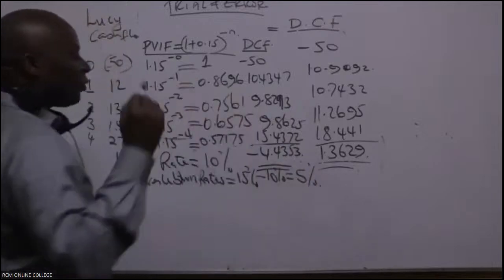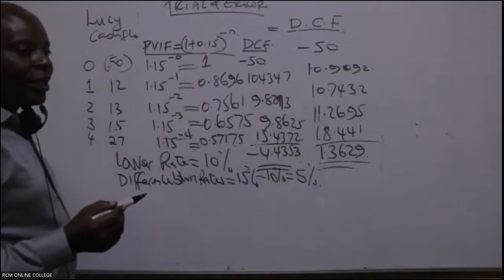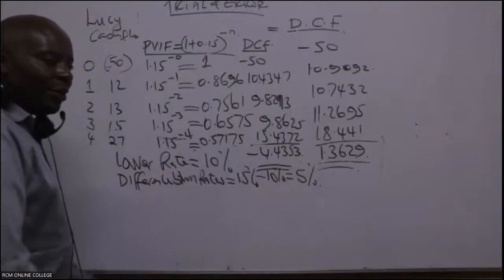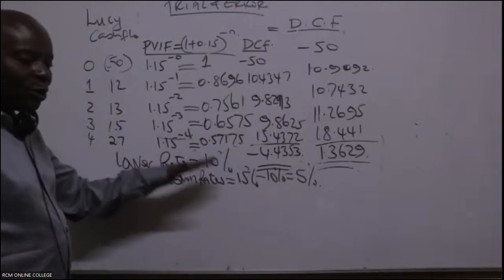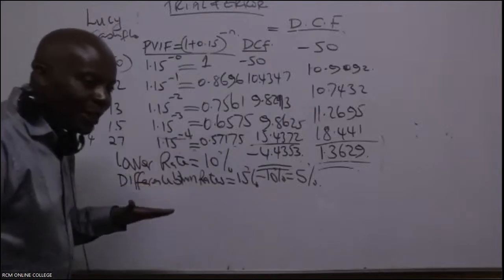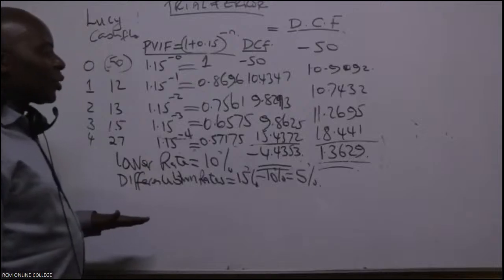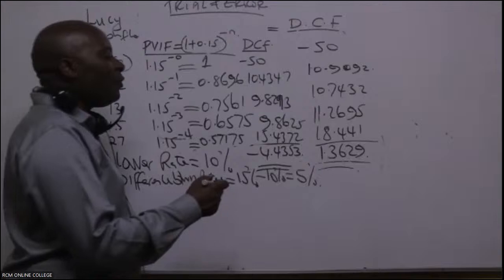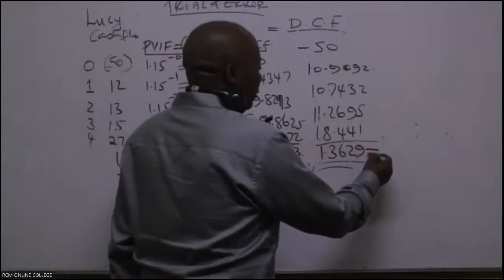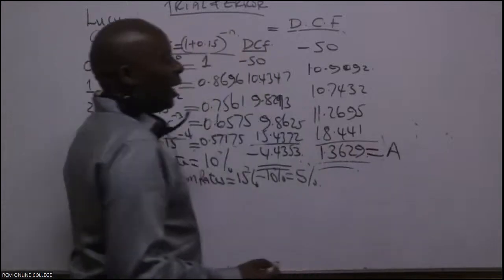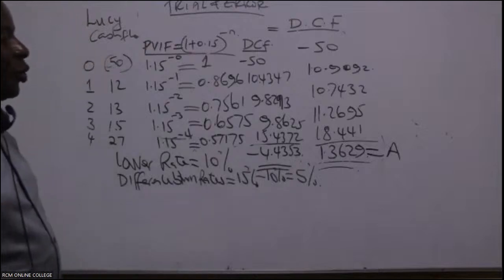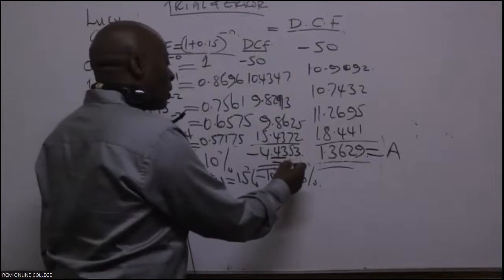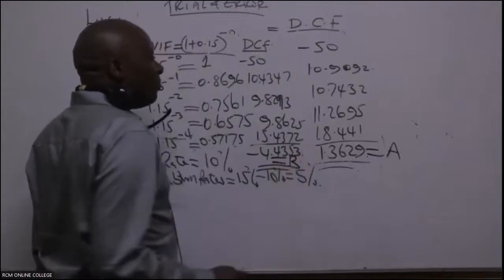Let me know whether you've been able to write up to the difference. Yes, thank you very much. Now, the positive NPV is always your R. The negative NPV will be your B.